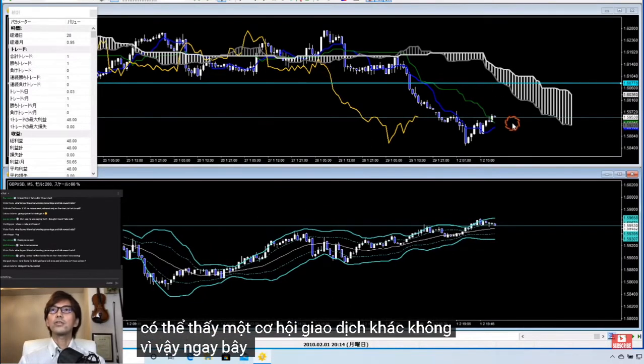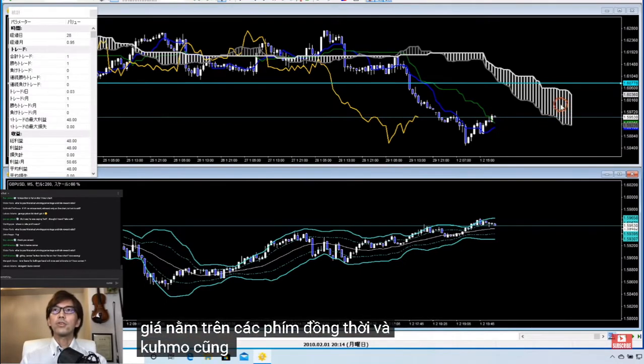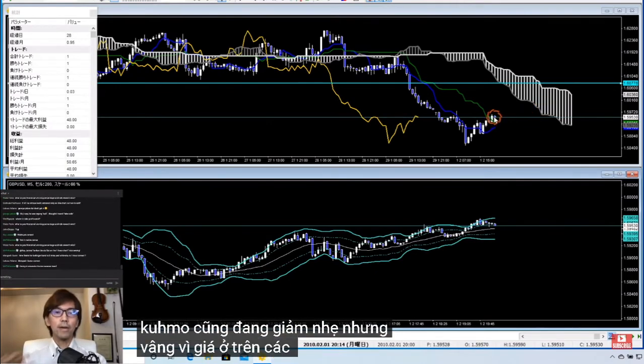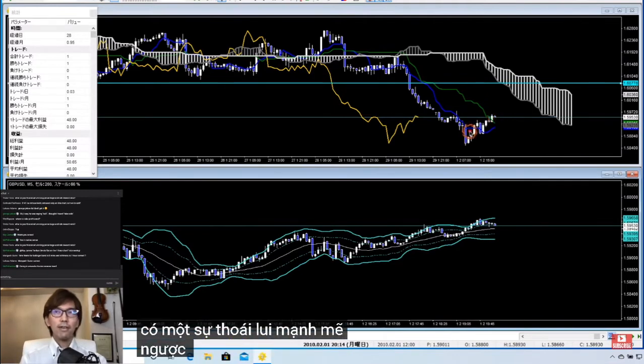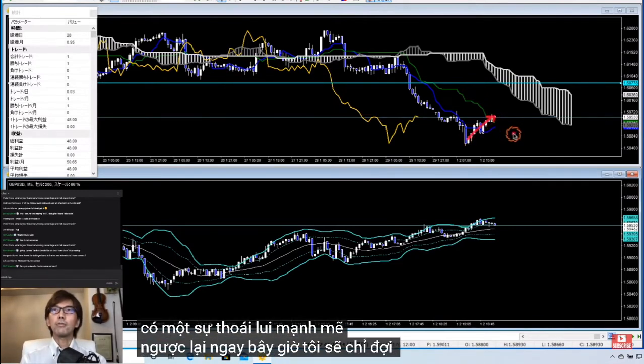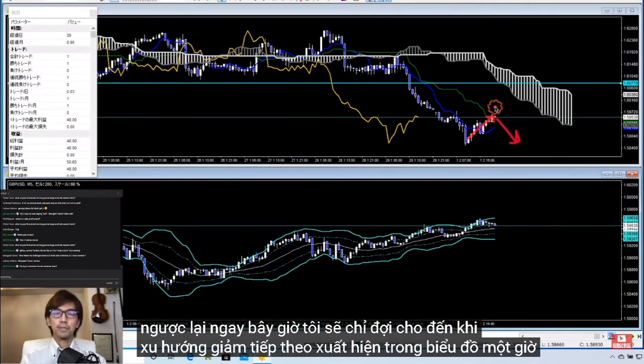So right now, on the 1 hour chart, the price is above the Kijun-sen, and also the Kumo is slightly moving down. But because the price is above Kijun-sen, there is a strong retracement to the upside right now. I will just wait until the next downtrend comes in on the 1 hour chart.